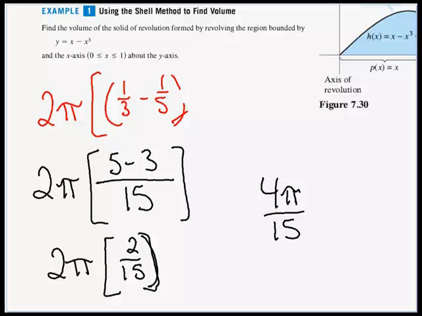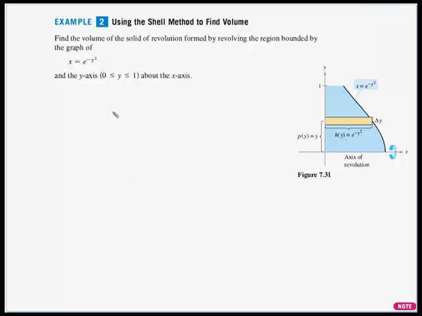Alright, let's take a peek at example 2. Now our axis of rotation is the x-axis, so our representative rectangles will be parallel to the x-axis. Find the volume of the solid of revolution formed by revolving the region bounded by the graph of x equals e to the negative y squared power. We're bounded by that graph and the y-axis between 0 and 1. We will rotate about the x-axis.